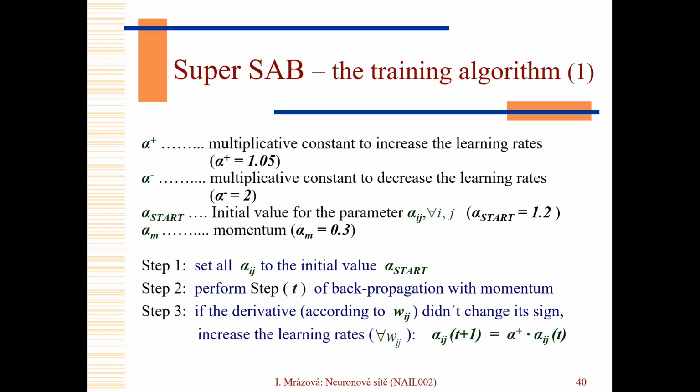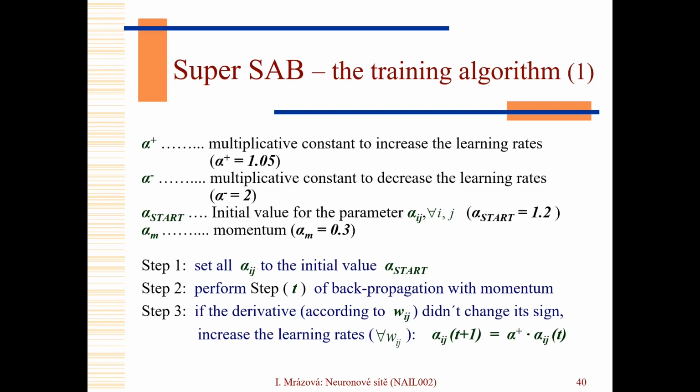In step 1, we will set all the local learning rates alpha ij to the initial value alpha start, which we chose to be equal to 1.2. In step 2, we perform the given step for backpropagation with momentum. So we assume that this was the iteration t.